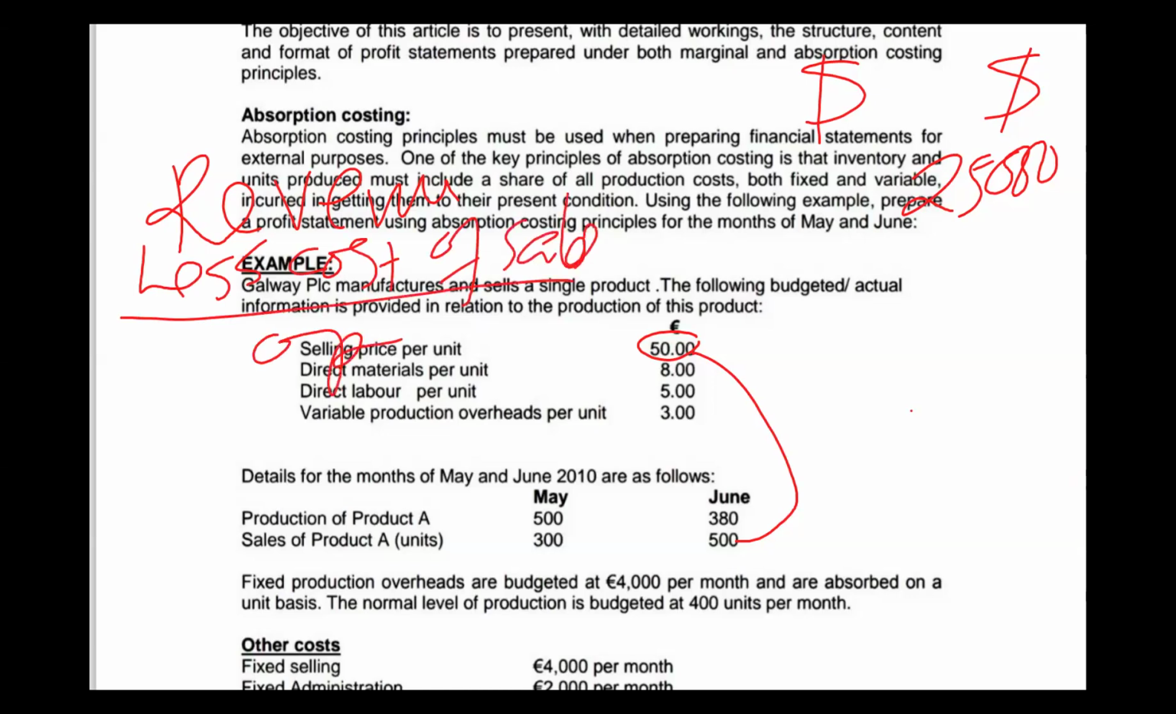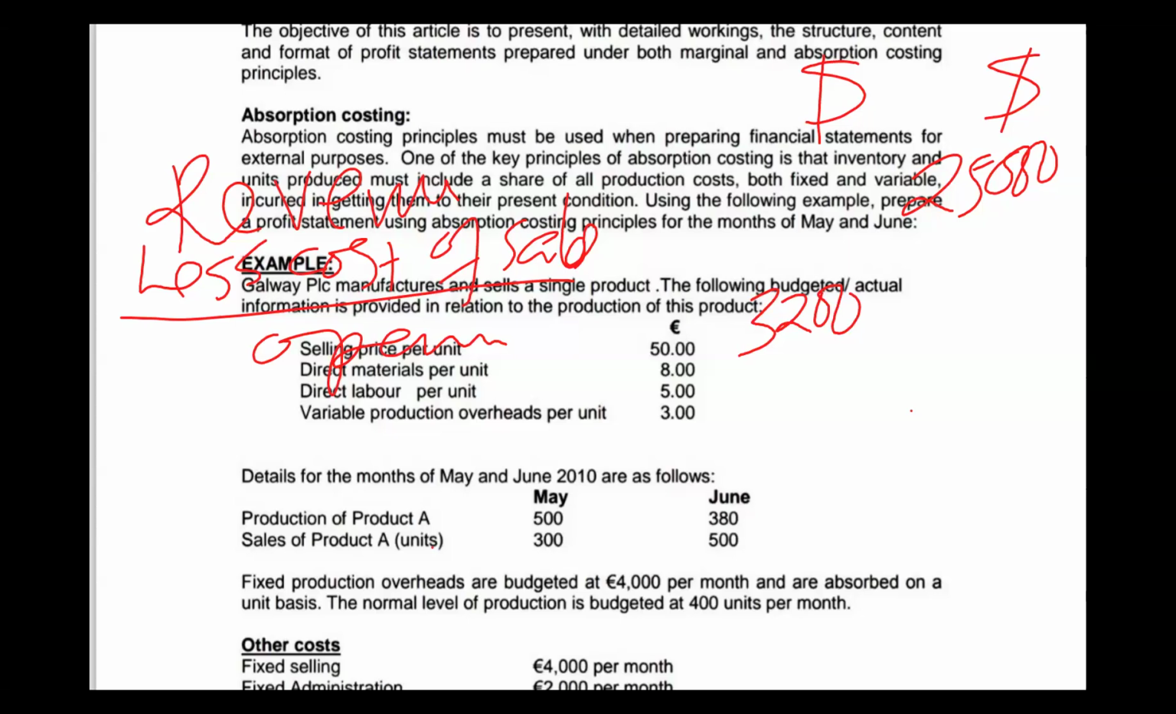We should start with the opening inventory. Your opening inventory is the closing inventory we had in the month of May, right? Remember, because we're doing it for the month of June. So the closing inventory we had in May, which we said was 3,200, is the opening inventory here.